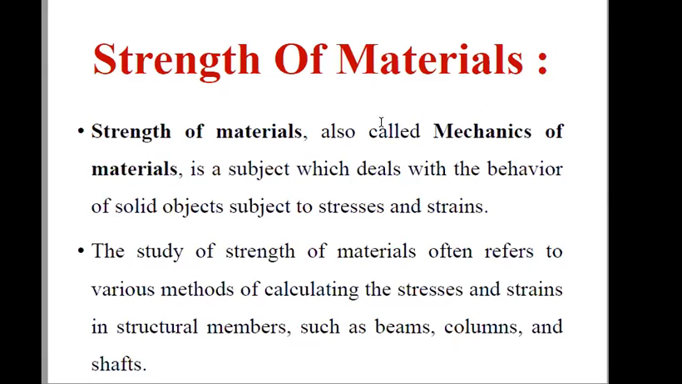For example, when you talk about any pillar or any rod, if an object can withstand more stress, then it is strong. If it can withstand less stress, or it breaks, then it is weak. So the terms that we are going to discuss throughout this chapter are stress and strain.